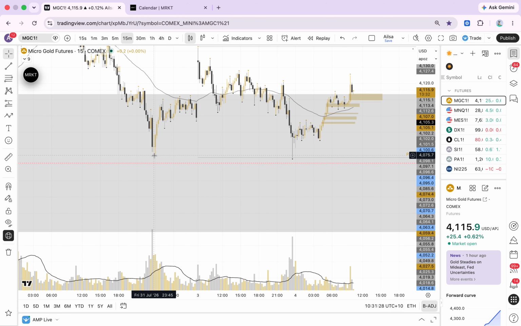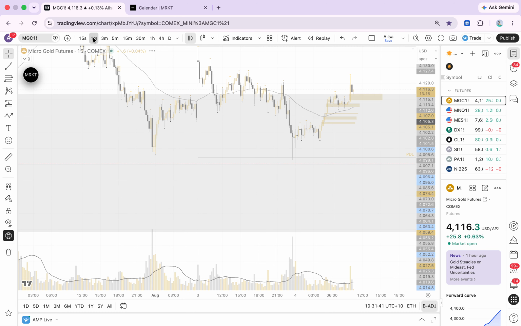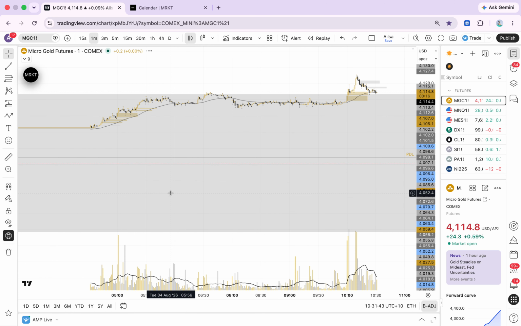Right down to make another double bottom here. So yeah, look, it couldn't even push past that. It only wicked down to make that previous day low. So look, whilst that would have been a lovely trade, beautiful trade actually, nice RR on that trade.